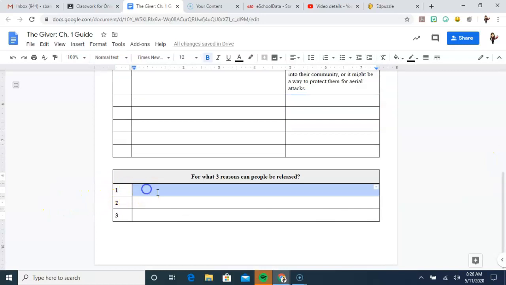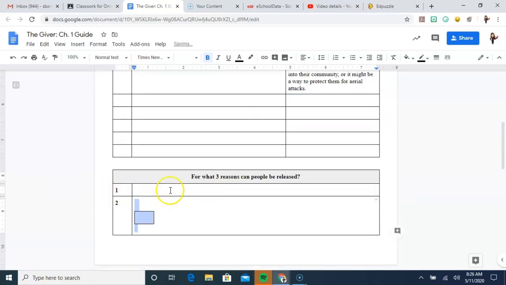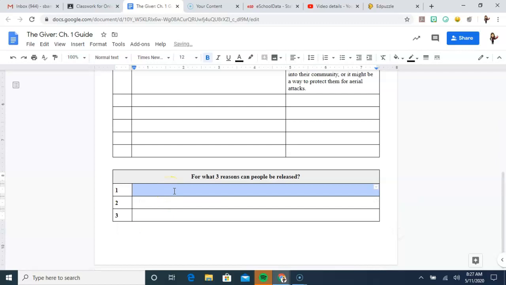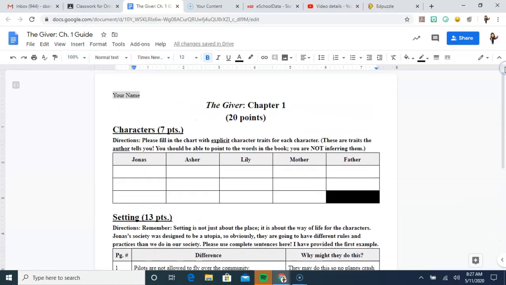And then they're going to talk about something called release. And so I want you to think about those 3 reasons. Actually, you don't have to think about them really, you just have to find them. The 3 reasons are listed throughout the chapter. There are 3 reasons why people can be released from the community. So you want to find those 1, 2, and 3, and you want to write them there. All right, so that's your activity for today.